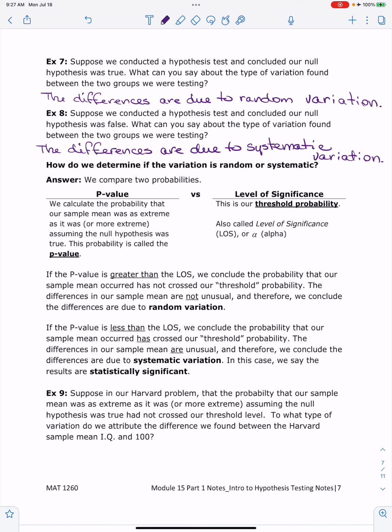We are going to use probabilities, what we know about probabilities, to determine whether or not these variations are random or systematic. We've got two different ways to do this. We have something called the p-value approach, where we compare probabilities directly. Or we compare the level of significance. Sometimes this is called the critical value method.